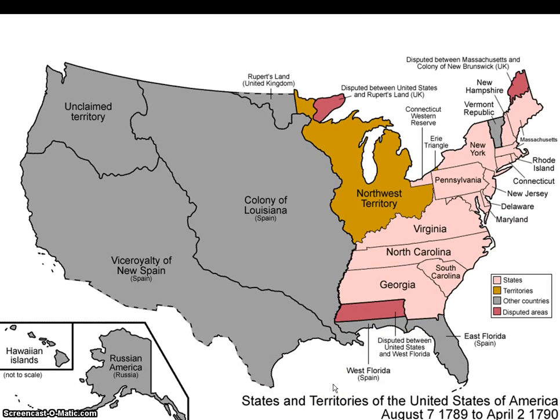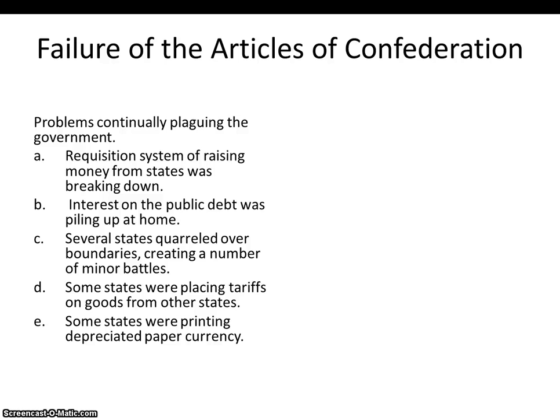So you can see here are the states as of 1789 to 1790 and all of the territories at that point. And I'm going to stop here and we'll pick it up on the next one with the failures of the Articles of Confederation.